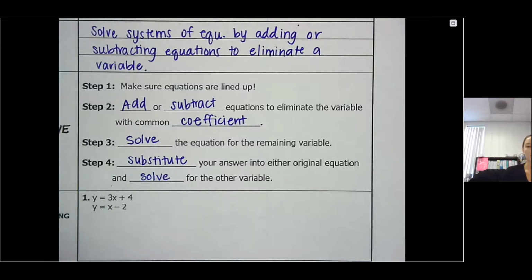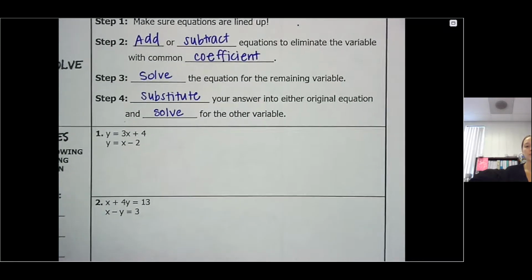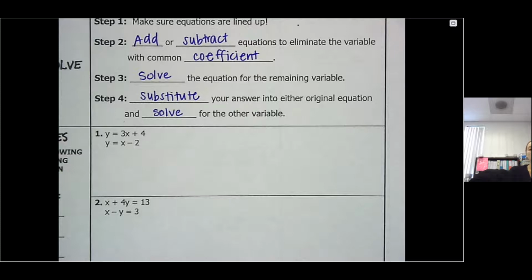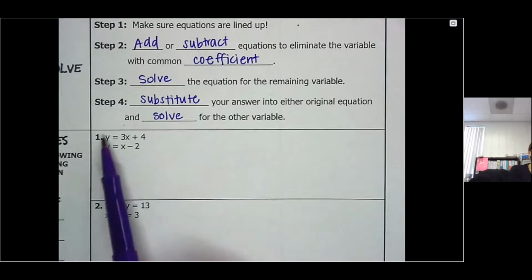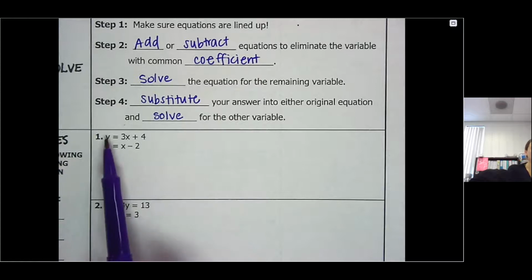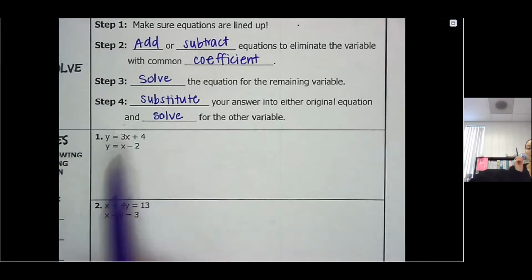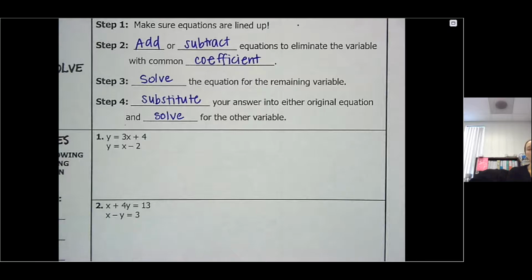Okay, so let's take a look at our first example. So number one, step one, we've got two equations here listed for us. Step one is to make sure the equations are lined up, so vertically making sure that they're lined up. So if you look at these, you see the y's are in line, the x's are in line, and the numbers are in line. So step one is already done for me.